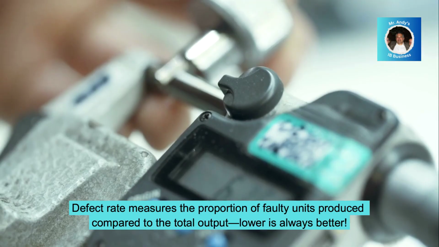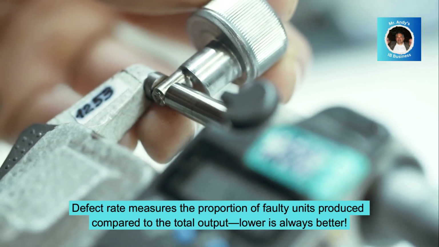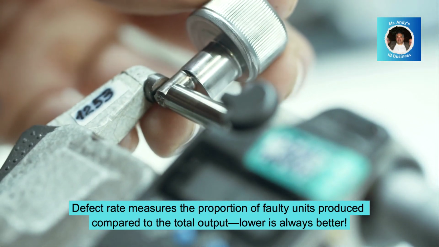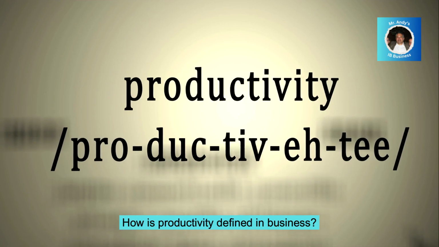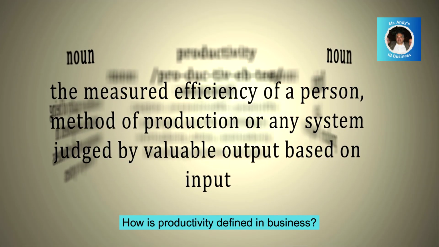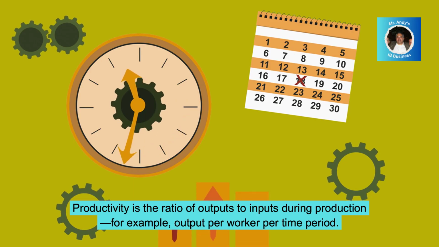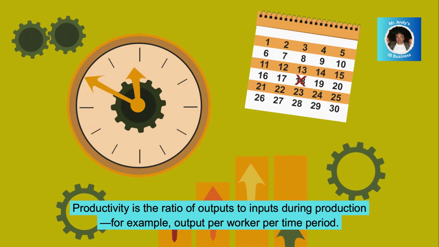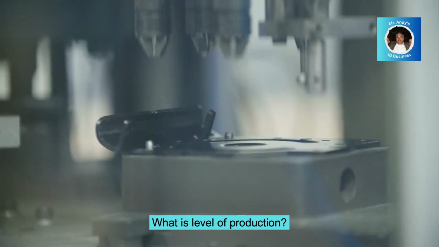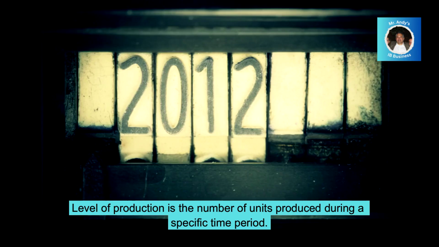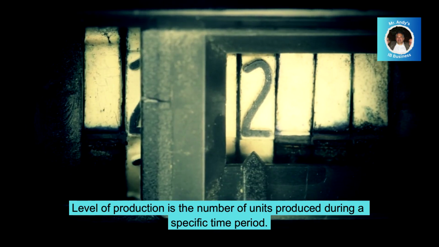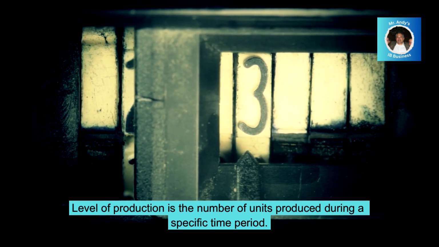Defect rate measures the proportion of faulty units produced compared to the total output. Lower is always better. How is productivity defined in business? Productivity is the ratio of outputs to inputs during production, for example, output per worker per time period. What is level of production? Level of production is the number of units produced during a specific time period.